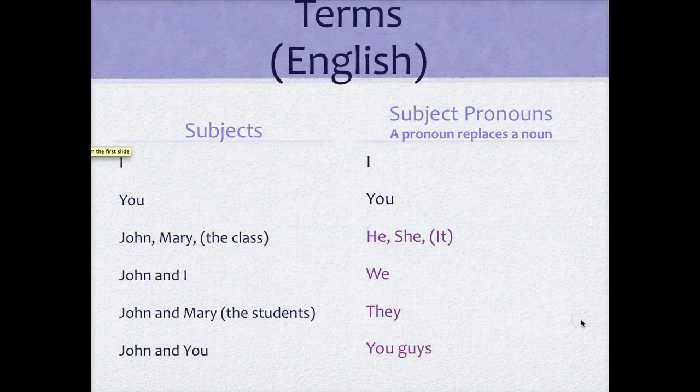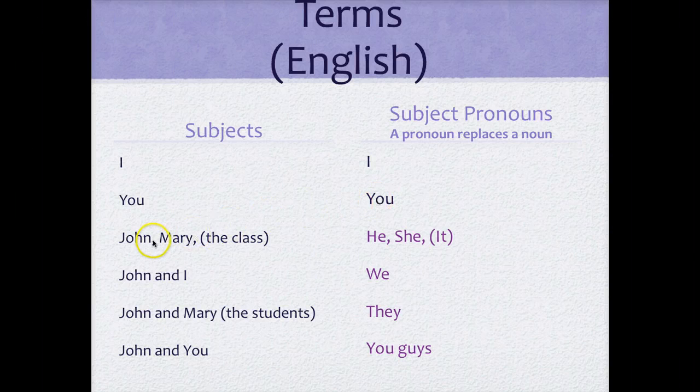So the first thing that we should look at are the subjects themselves in English. I have two columns here. The first column represents subjects, whereas the second column represents the subject pronouns. And just to be clear, a pronoun is a word that replaces a noun. So for instance, the first set of subjects are both I, both as a subject and a subject pronoun. The next one is you, both as a subject and a subject pronoun again.